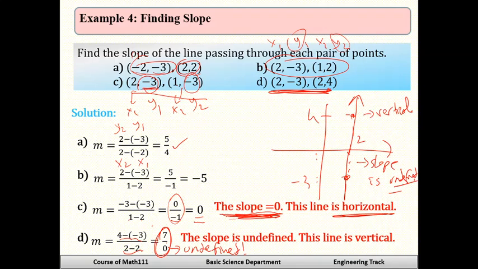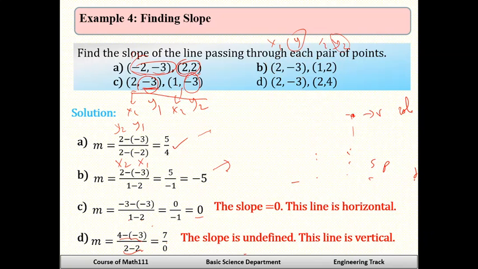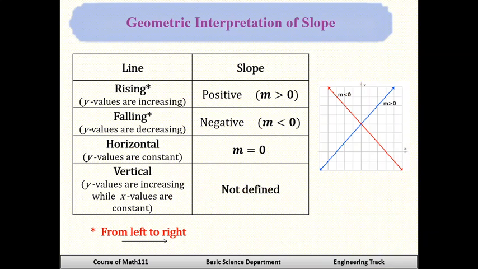So we have 3 cases here. We might have positive slope, negative slope, 0 slope, or undefined slope. So if it is 0, it's a horizontal line. If it is undefined, it's a vertical line. So here is another information. So you can also tell the behavior of the line by looking at the slope.